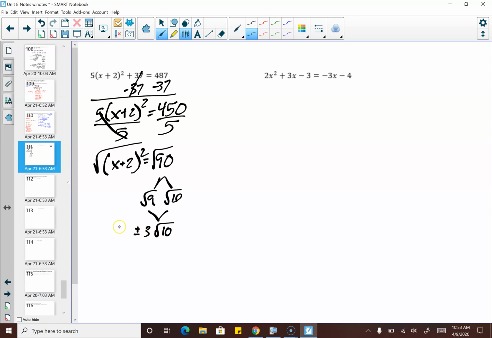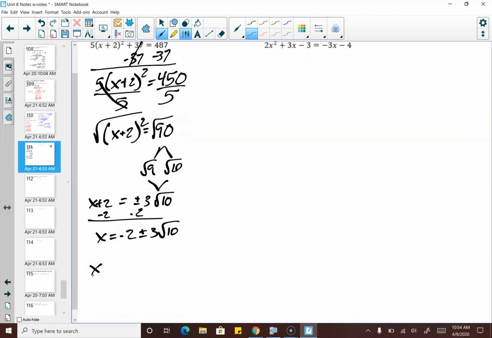And because we are solving, we do have to make sure that we put our plus minus out in front. Minus 2 minus 2. X equals -2 plus or minus 3 radical 10. All right, again, that's simplest radical form.